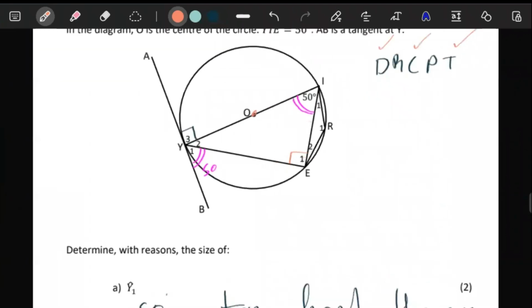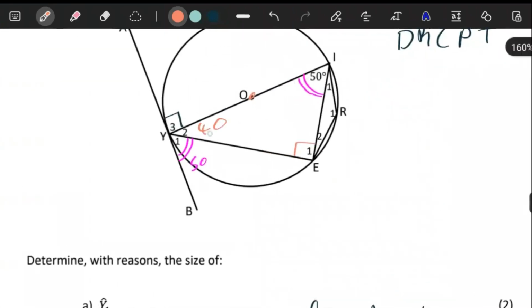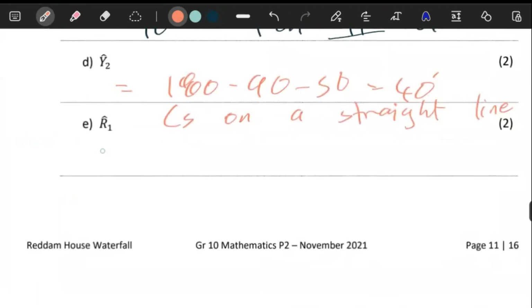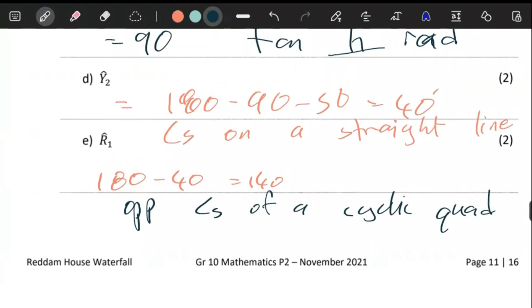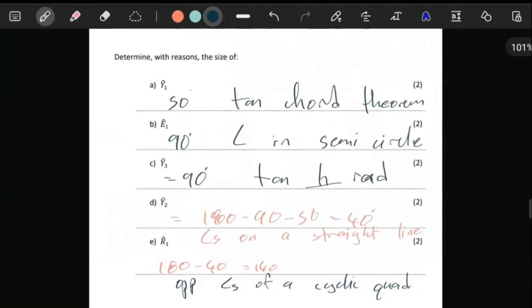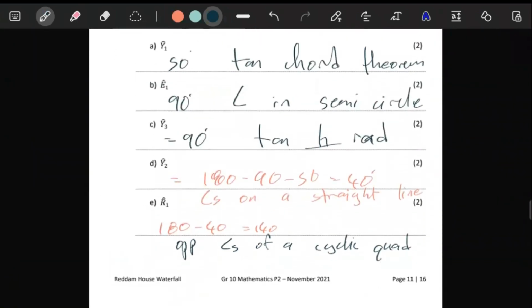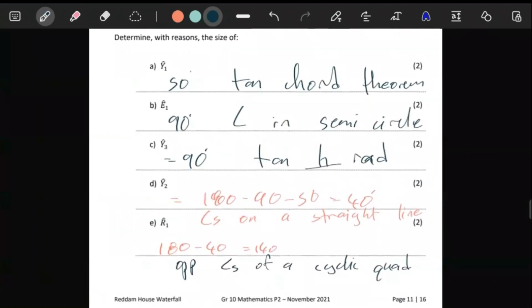R1, as we said, is opposite to Y2. They are supplementary because they are opposite angles of a cyclic quad, you see. So R1 is 180 minus 40. The reason is opposite angles of a cyclic quad. So you see, if you know your laws, these questions are just easy, free marks. 2, 4, 6, 8, 10. Free 10 marks. So let's move on to the next question.